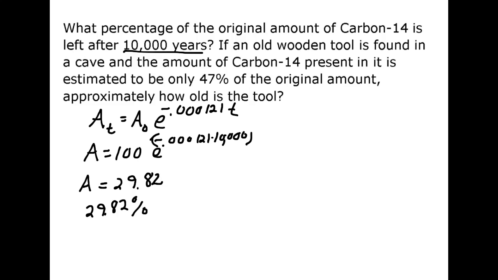Now the second part: if an old wooden tool is found in a cave and the amount of carbon-14 present is only 47% of the original, how old is the tool? So we're using this starting equation again, but this time we're going to put 47 grams for the final amount and 100 grams for the starting amount, because we went from 100 to 47 grams. Or any other numbers that make 47% on the left.